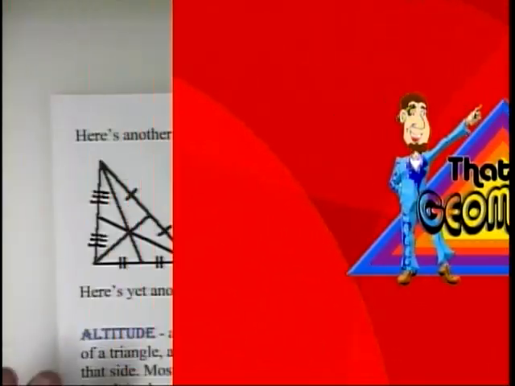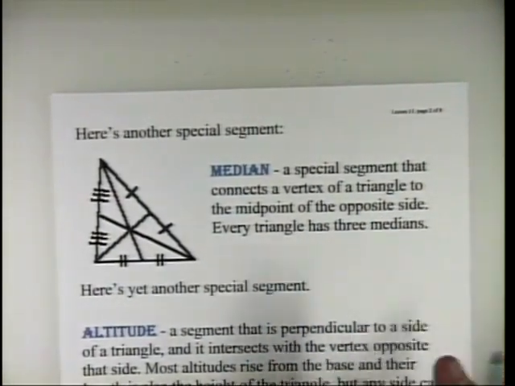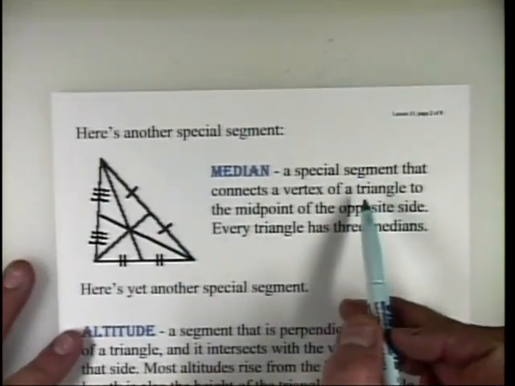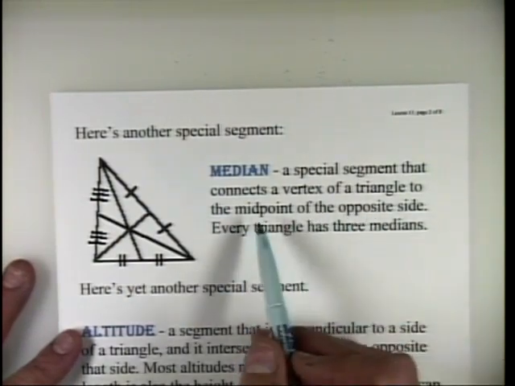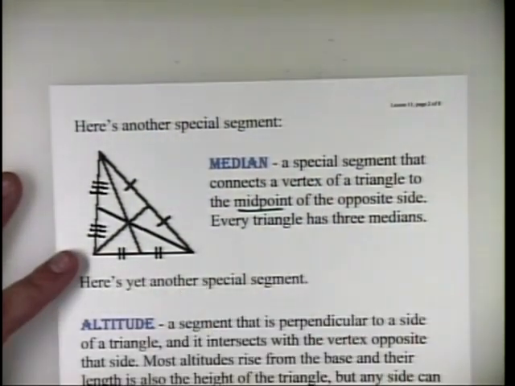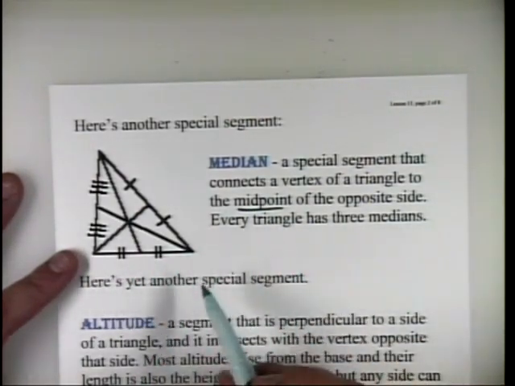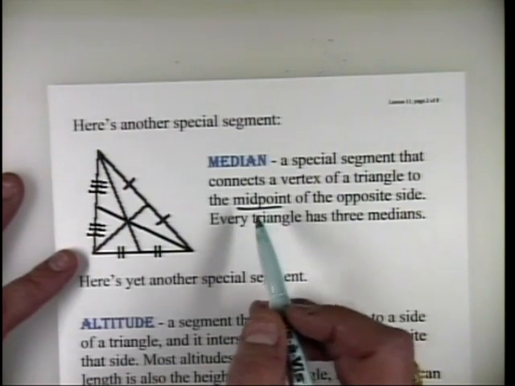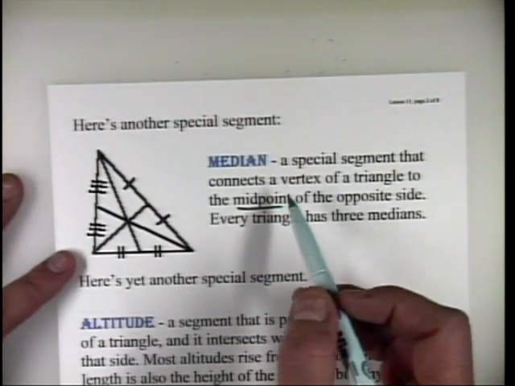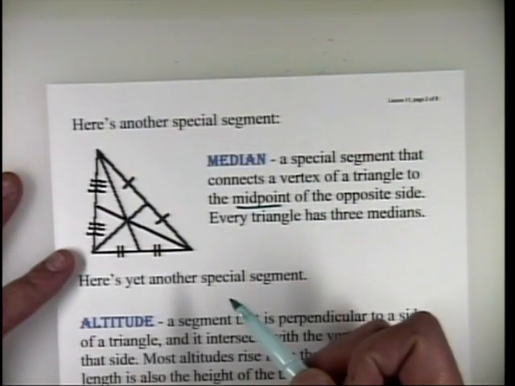And another definition, this one's called the median. The median is also a special segment that connects a vertex of a triangle to the midpoint of the opposite side. And every triangle has 3 medians, just like, I didn't mention it, but every triangle has 3 perpendicular bisectors. Now this is very similar to the perpendicular bisector because it's going to bisect or cut the opposite side into 2 equal parts. The only thing that's different from this one is that this one starts or originates at the vertex of the triangle that's opposite the side.